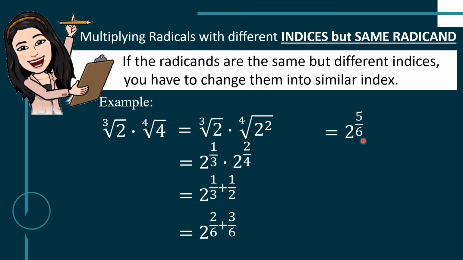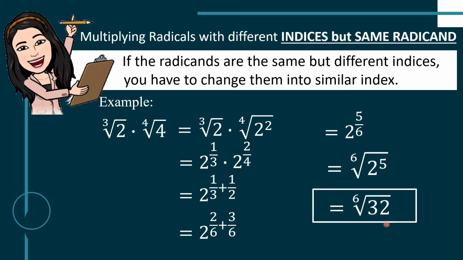Again, since meron na tayong simplest form ng exponential form, pwede na natin siyang i-rewrite into radicals. So, ang 2 magiging radicand, ang 6 magiging index, at ang 5 ang magiging exponent. So, that will be equal to 6th root of 2 raised to 5. Now, i-simplify natin yung radicand. 2 raised to 5 is 2 times 2 times 2 times 2 times 2, 5 beses, and the final answer is 32. So, therefore, when we get the product of these two terms, the answer will be 6th root of 32. Okay? Nakuha? Good.